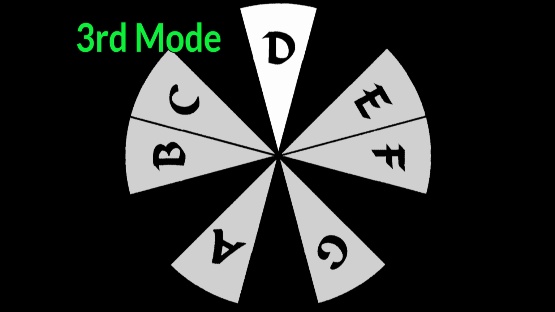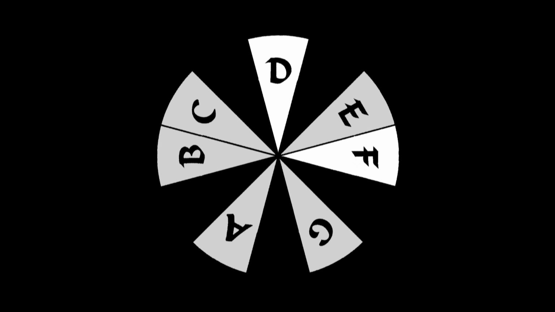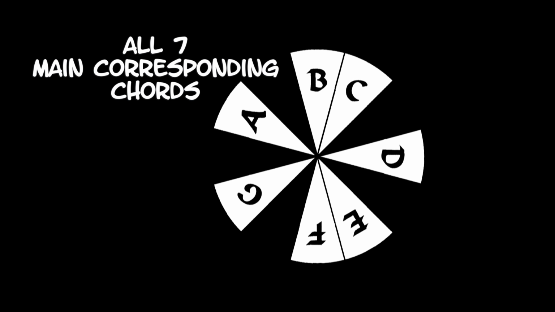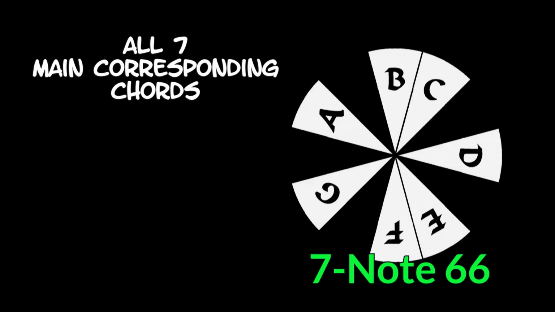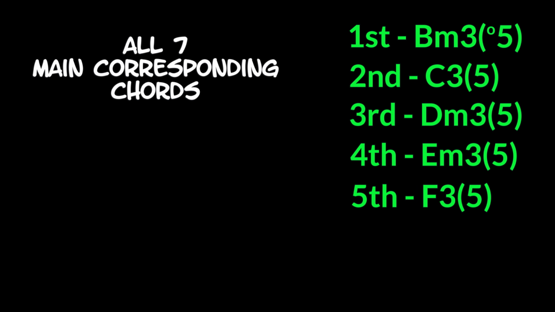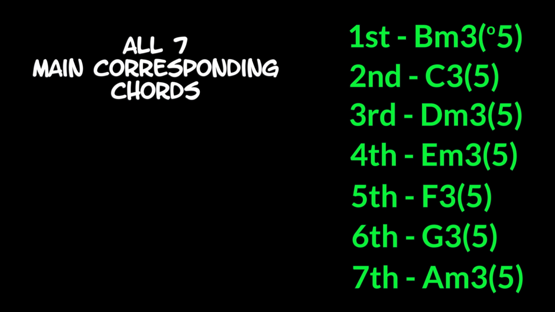For the third mode, D is the tonic. The third note is a minor third. The fifth note is a fifth interval or 5. So, the corresponding chord for the third mode is D minor third 5. We can continue in this manner and figure out all 7 main corresponding chords for this diatonic scale. Here they are. First, B minor 3 diminished 5. Second, C 3-5. Third, D minor 3-5. Fourth, E minor 3-5. Fifth, F 3-5. Sixth, G 3-5. And seventh, A minor 3-5.